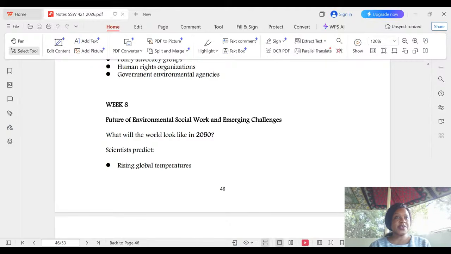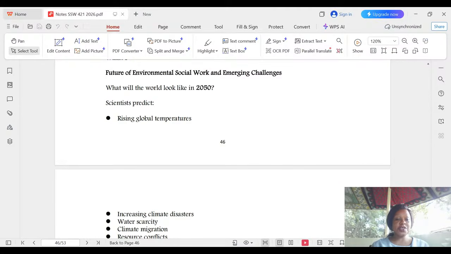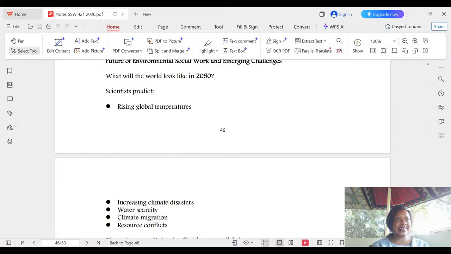So, scientists predict rising global temperatures. This is not new to you, of course, but continuous rising global temperatures, increasing climate disasters. I believe just yesterday or the day before yesterday, government produced a circular or an alert about a major bridge breaking, connecting major towns. So the extremities in the occurrence of these disasters is heightened now. It is very clear right now.